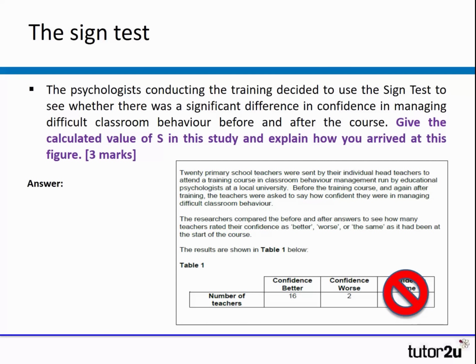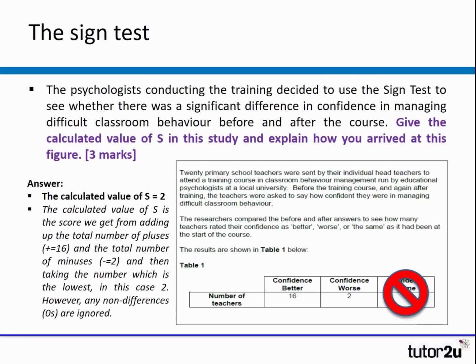The calculated value of S is the score we get from adding up the total number of pluses, which in this case is 16, and the total number of minuses, which in this case is 2, and we take the number which is the lowest, in this case 2. Just to be safe and make sure we do pick up our third mark, we say, however, any non-differences, nil scores, are ignored.